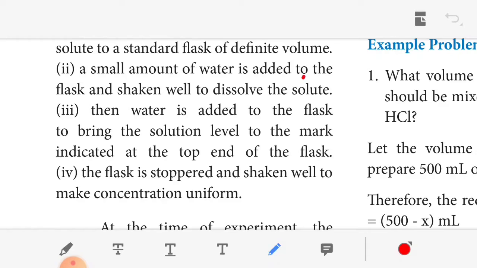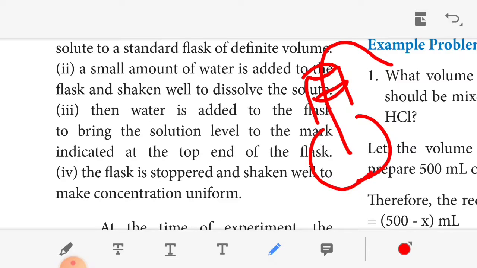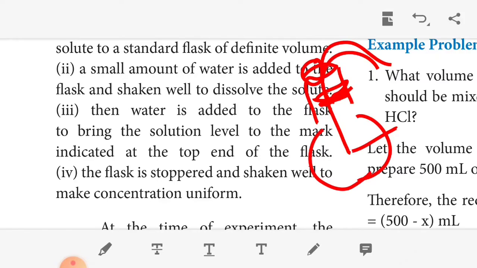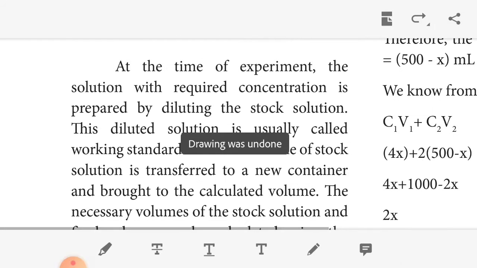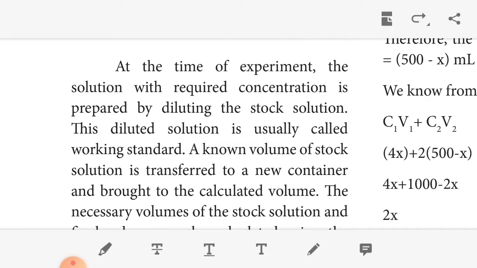So this is a standard measuring flask, a standard volumetric flask. If you add the solute in this standard measuring flask, then we can add the solvent up to this mark. First we add a small amount of solvent, dissolve the solute in it, and shake it well. Then add a large amount of solvent up to this mark. Then the stopper is put on the flask and shaken well so that the solute and solvent are mixed well.